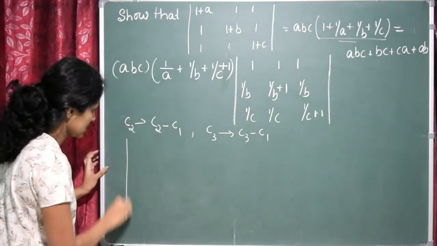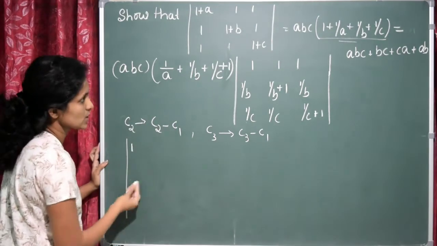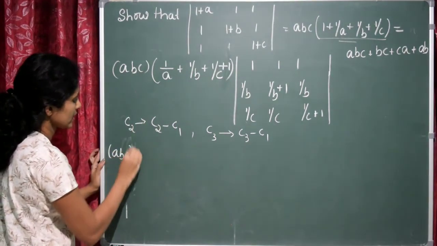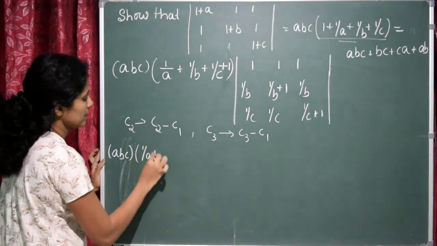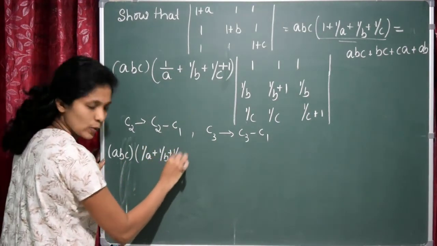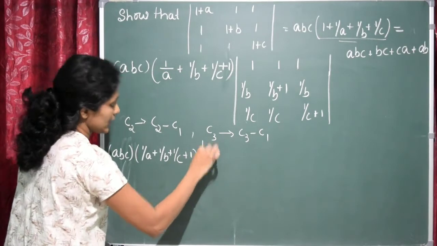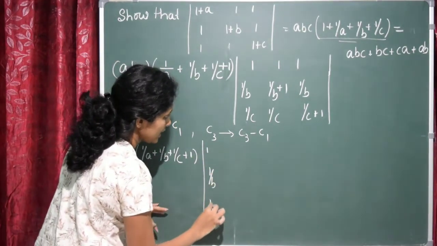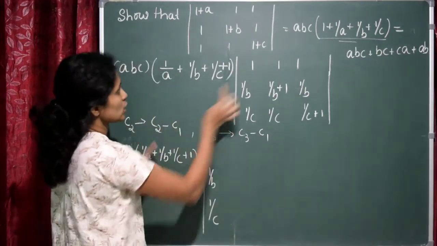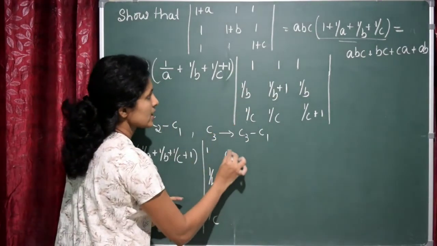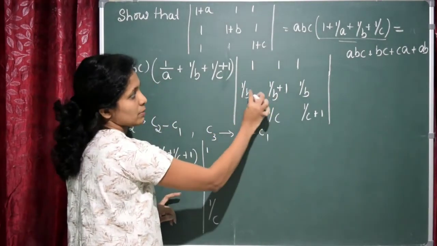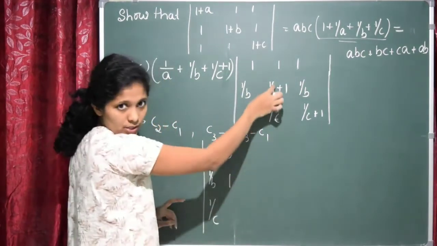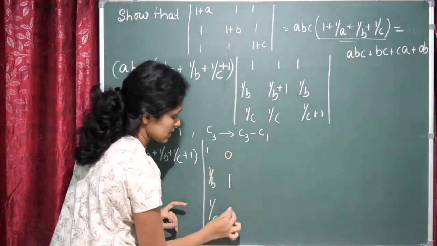Now, I'll write this one. So, first column is as it is, 1. Before that, this is there, A, B, C, and this is 1 by A plus 1 by B plus 1 by C plus 1, into column 1 as it is, that is 1, 1 by B and 1 by C. So, this is C2 minus C1. 1 minus 1 will be 0. 1 by B plus 1 minus 1 by B, so 1 by B. And 1 by C minus 1 by C will be 0. I hope you understood this one.